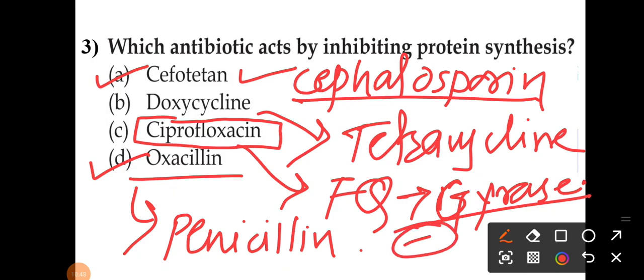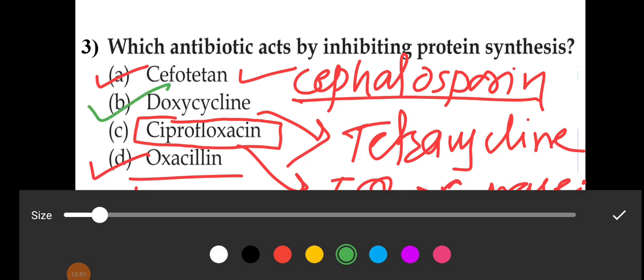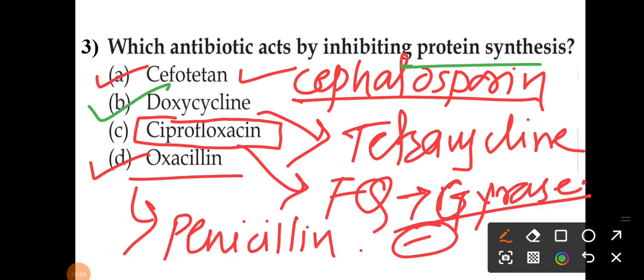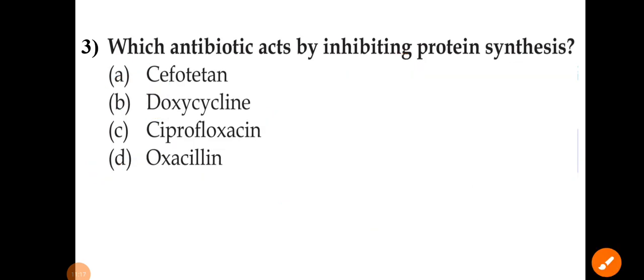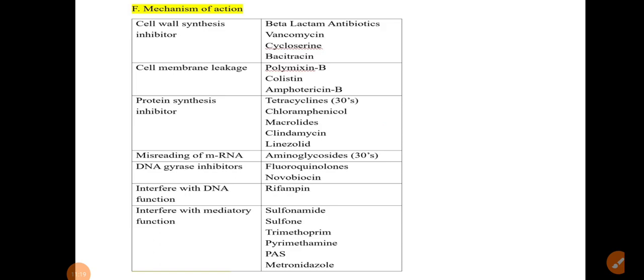So what is the correct answer here? That is doxycycline. Doxycycline is a type of tetracycline, which is a protein synthesis inhibitor. The others, cefotaxime, ciprofloxacin and oxacillin, are not protein synthesis inhibitors. Cefotaxime and oxacillin are cell wall synthesis inhibitors, while ciprofloxacin is a DNA gyrase inhibitor. Correct.